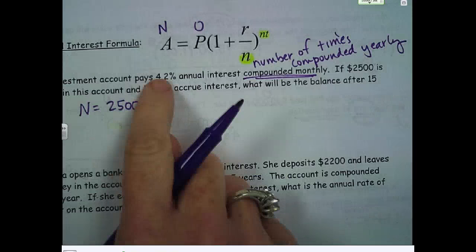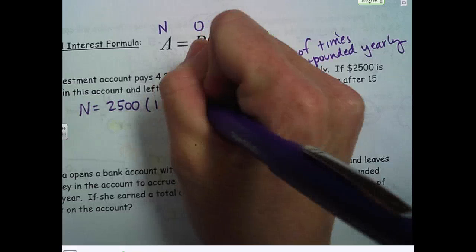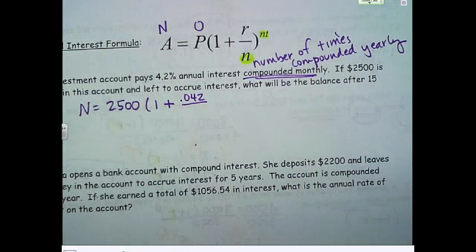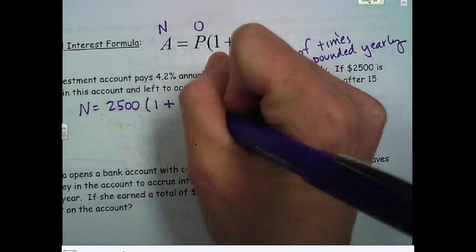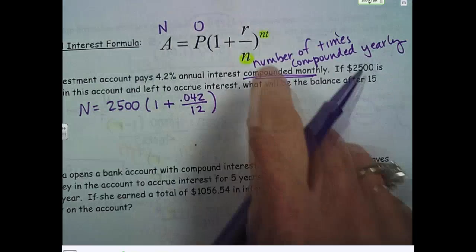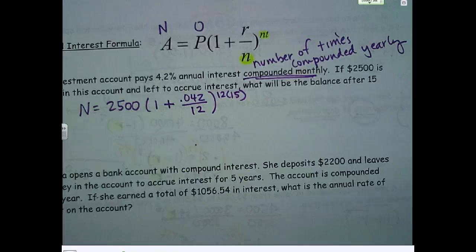Okay, how do I turn 4.2 into a decimal? Move it 2 places, it becomes, good, 0.042 over, what number goes underneath that? 12. Raised to the 12 again and 15. You've got to use the 12 twice. Now, use your calculator and type that in. You have to check to make sure that you're getting the right answer.